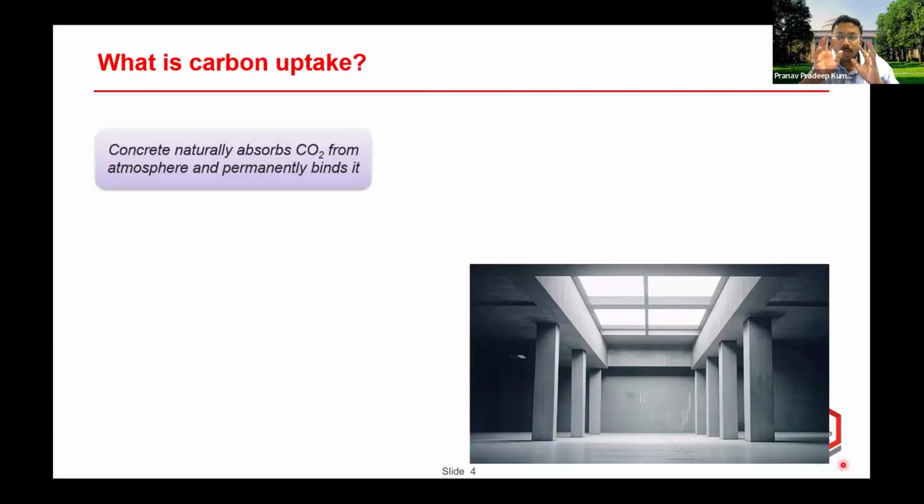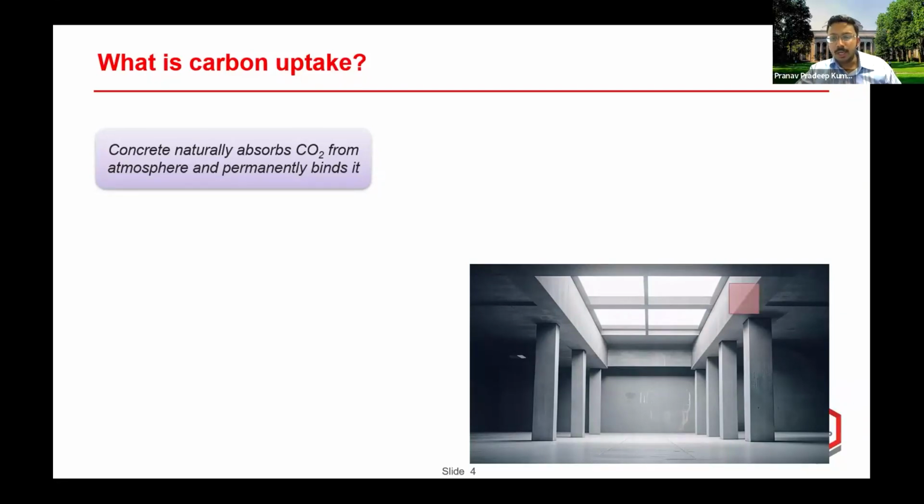One of the interesting processes that happens within concrete is that it naturally absorbs carbon dioxide from the atmosphere around it, and it permanently binds it within itself. And this process is known as concrete carbonation or carbon uptake, since it permanently sequesters CO2.